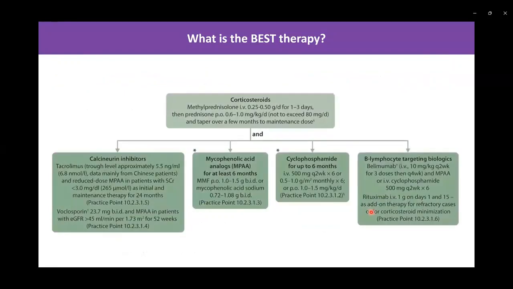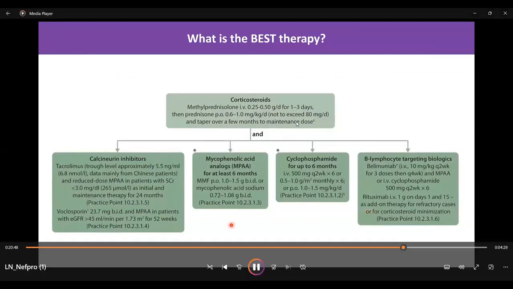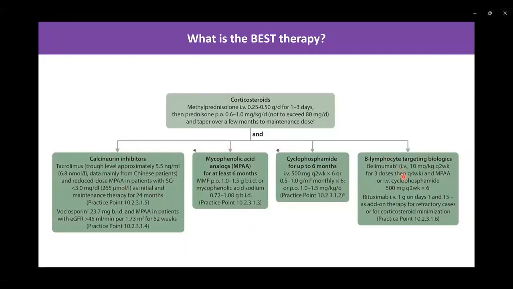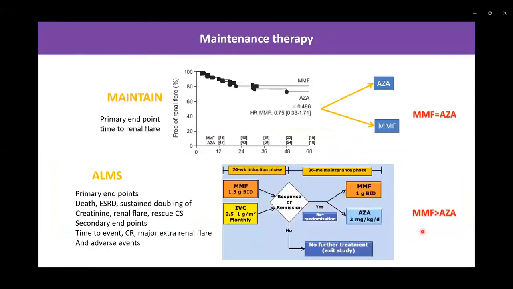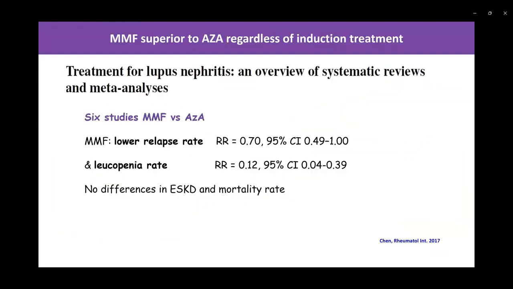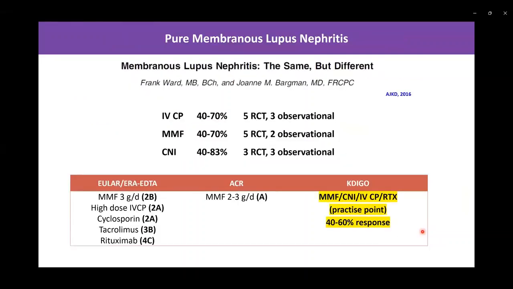The KDIGO 2021 guidelines also mention MMF and cyclophosphamide as the standard of care, with an option to consider CNIs and B-cell targeting biologics, and an option to consider rituximab when considering steroid minimization. There's overall consensus on maintenance therapies, and MMF is regarded as overall superior to azathioprine because of the low rates of kidney flares associated with MMF.